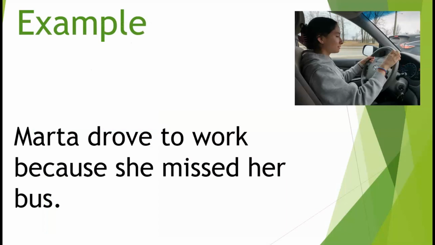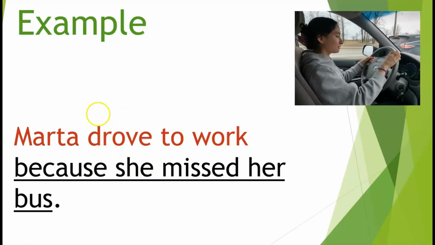Now, let's first look at an example. Martha drove to work because she missed her bus. Now, in this sentence, Martha drove to work, that is the independent clause. In other words, it can be a stand-alone sentence. Because she missed her bus is what we call the dependent clause. In other words, this section can stand alone, but this section cannot.